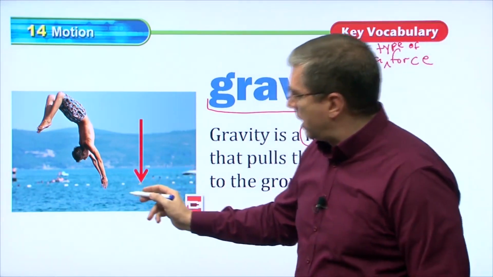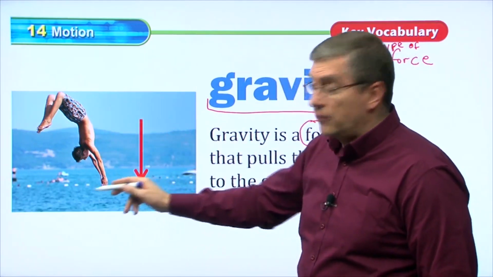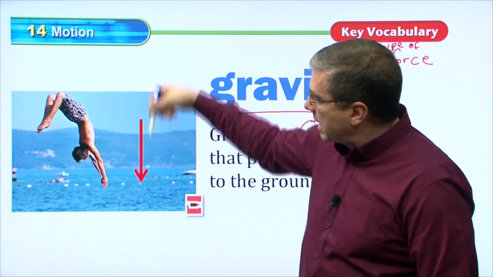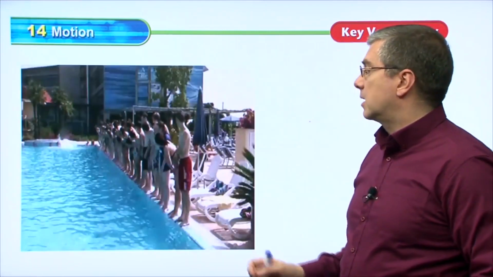You see this boy, wow, he's very interesting. He's diving into the water. Hopefully there's water down here. But he's going down, right? This arrow is pointing down because gravity pulls things to the ground. Let's take a look at that.